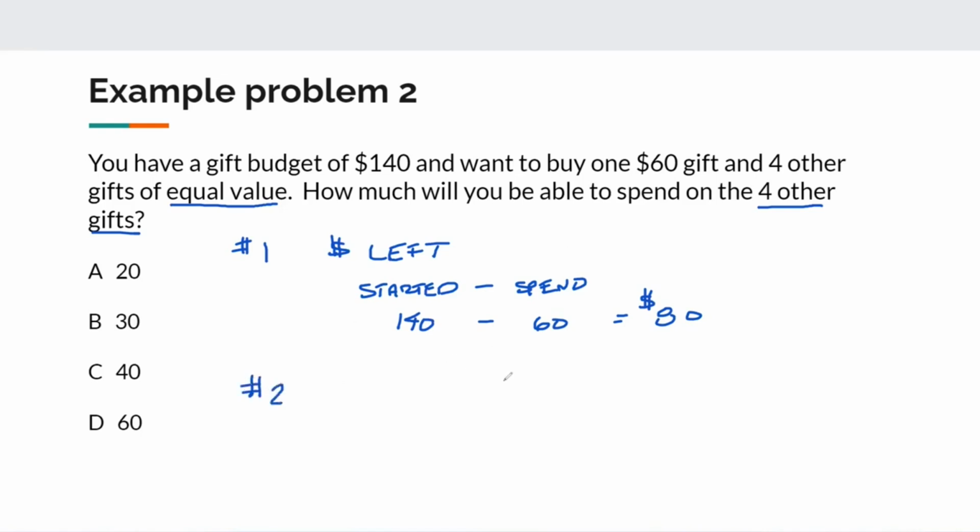Step number 2, let's do the division to find out how much each one of those equal gifts will be. So we have our dollars left, and we are going to divide that by the number of gifts. We have $80 left. We divide by 4 gifts, and each of those gifts will be $20.